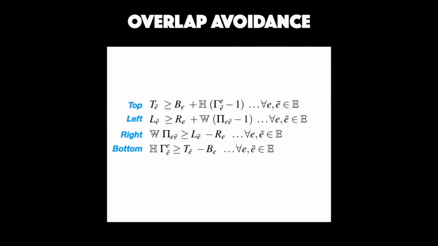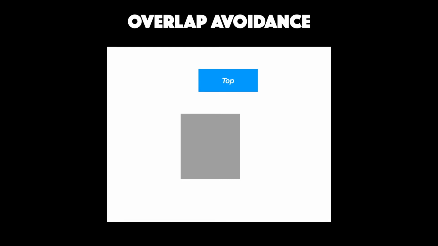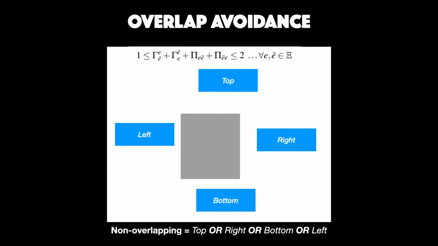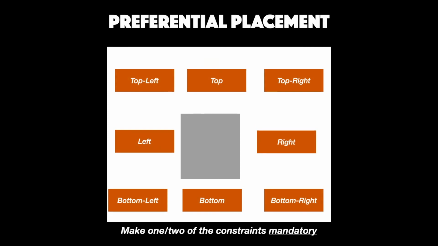A basic requirement for any layout is that elements do not overlap or occlude each other. This can be given by these four basic equations. To illustrate these better, a non-overlapping element can be entirely above another element, or it could be entirely to the right of the element. Similarly, it could be entirely below the element or to the left. By ensuring that any one of these constraints are met, overlaps between elements can be avoided. A similar approach can be used towards preferentially placing elements with regard to each other. Here, we just need to make one or two of these constraints mandatory.